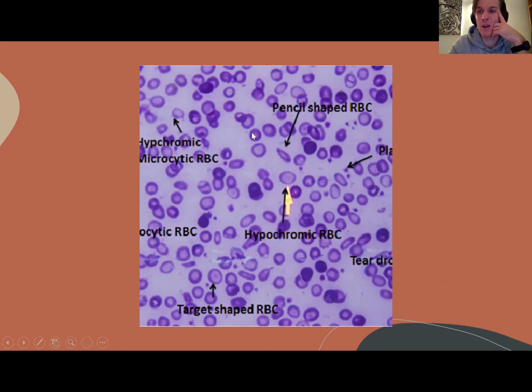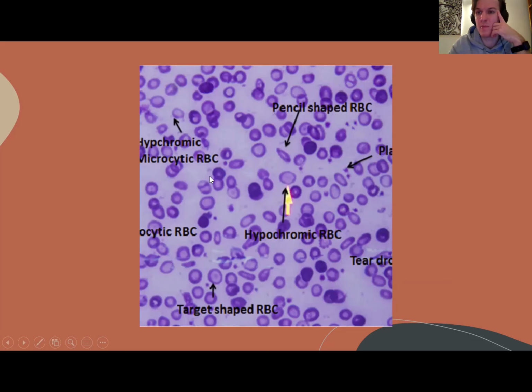So this just highlights some of the features that might be mentioned in the text of a question, or you might be shown a film. There wouldn't be many questions, if any, on actually looking at a blood film, but it might be a clue. They might give you a stem that suggests one thing, and this might be added evidence towards helping you make your mind up as to what's going on. So this is a typical film. All of these features fit with iron deficiency anemia.